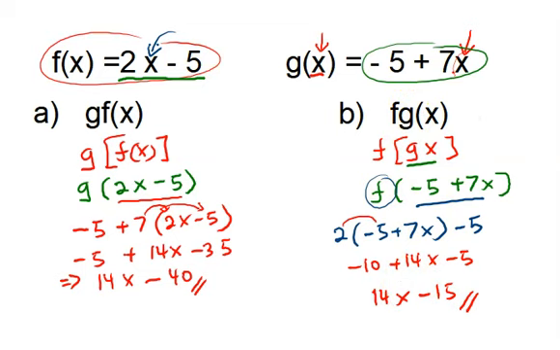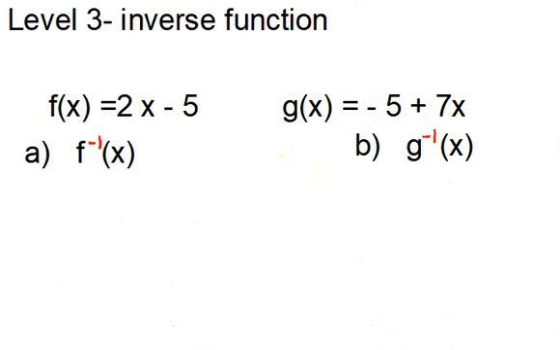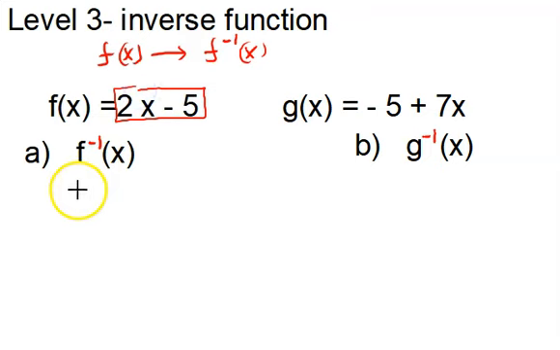So this is a level 2 composite function. Now we have level 3, the inverse function. Let's say we have here f x. The inverse of f x, you will have f to the power of negative 1. We call this an inverse. How do we inverse a function? Now we have to take the whole thing here and make y the subject. y equals the whole thing.